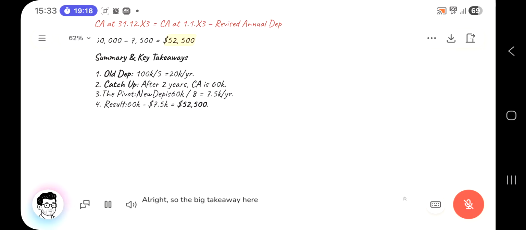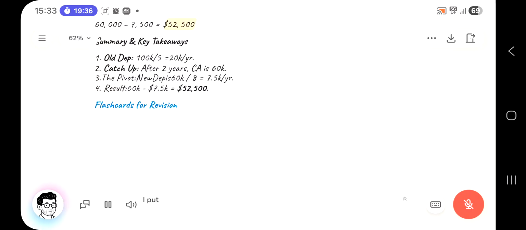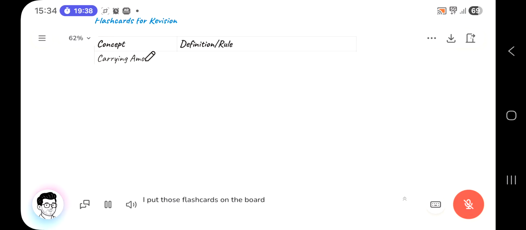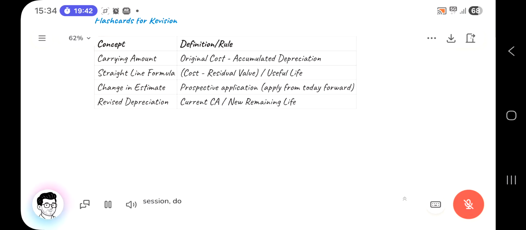So, the big takeaway here is that when an estimate changes, you find the carrying amount on that day and use it as your new cost basis. No looking back at the original cost once that revision hits. I put those flashcards on the board for you to grab. Before we wrap this session, do you want to try a quick practice question where the life gets shorter instead of longer?